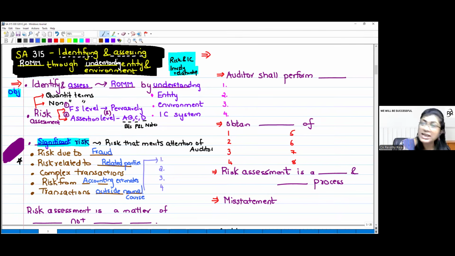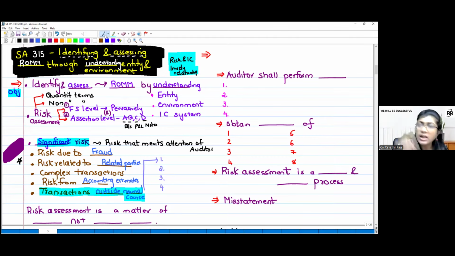Now, guys, this is another expected question. The first expected question is examples of significant risk. Good. Now, another question which they can ask is, why does a transaction outside normal course cause more risk? Why is a transaction outside the normal course of business high risk? Can someone say? You said outside normal course is high risk.